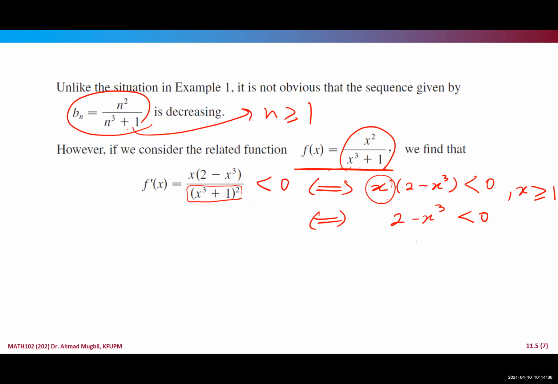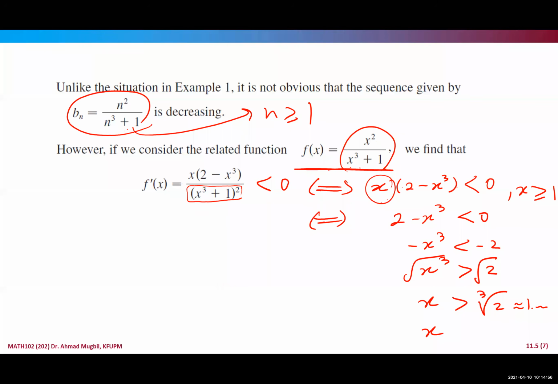And of course, this means that negative x cubed is less than negative 2, which means that x cubed is greater than 2, which means that x is greater than the cubic root of 2. Cubic root of 2, ya shabab, almost what? 1 point something. Am I right? So this means that x is greater than 1. And remember that x here, we are talking about n basically. So we can say that x is greater than or equals to 1 point something. So start from 2. So this means that this is decreasing.